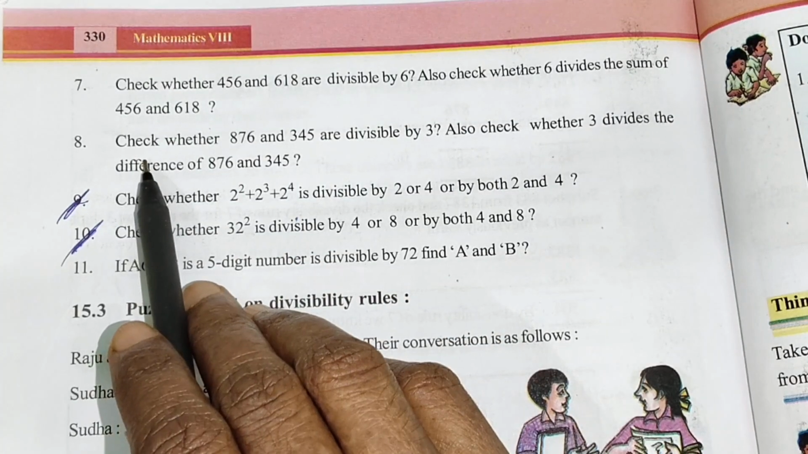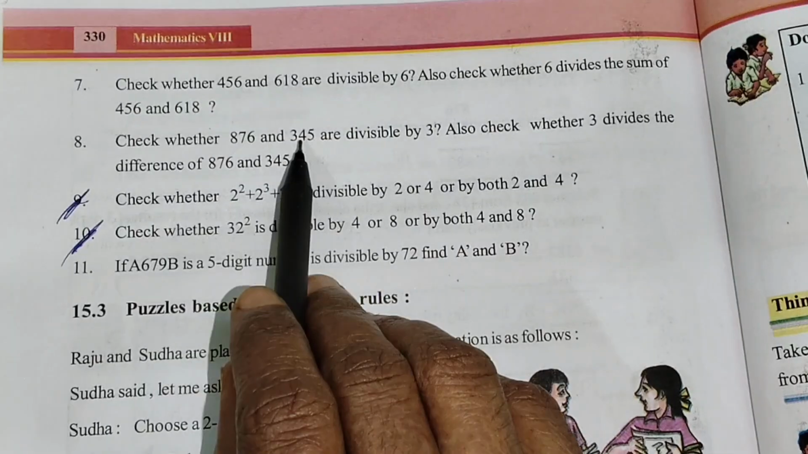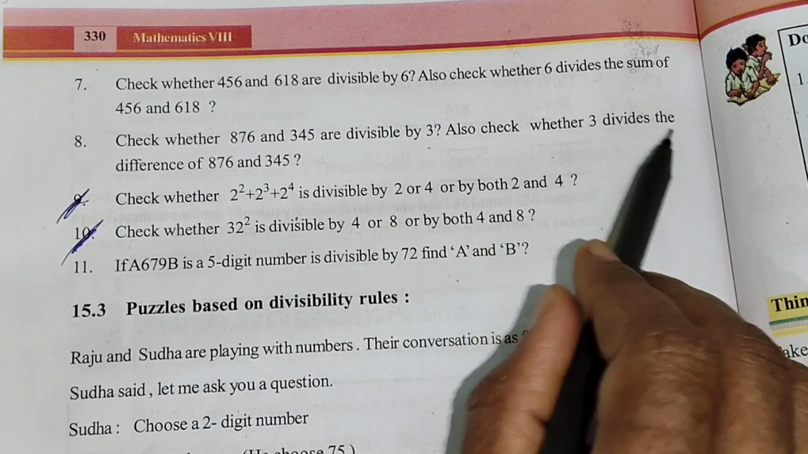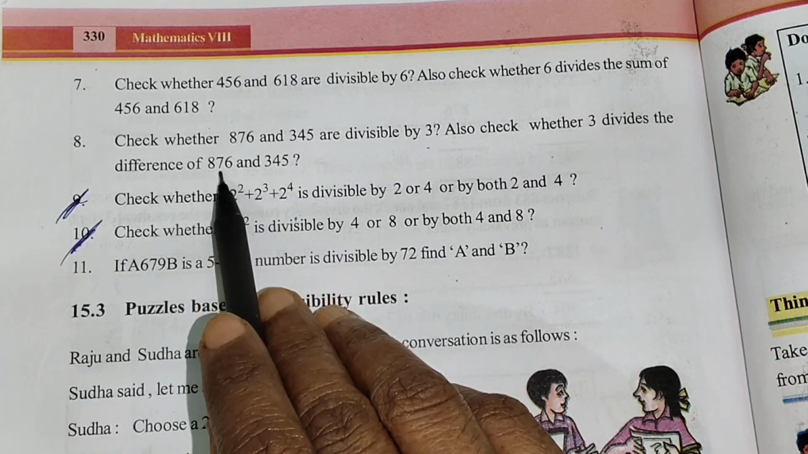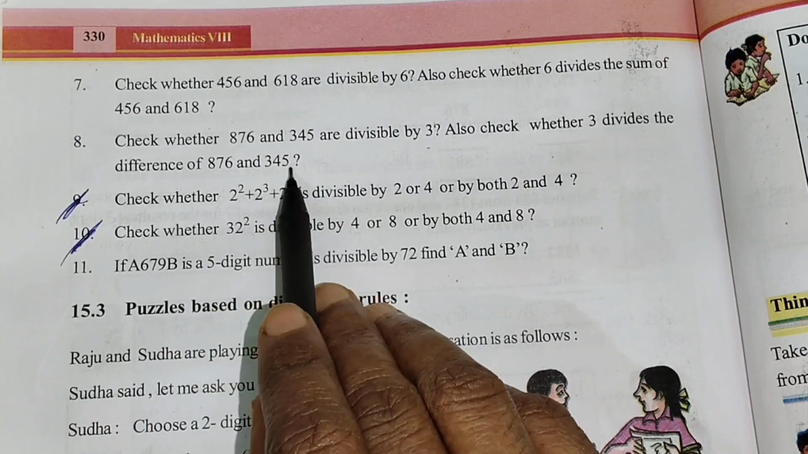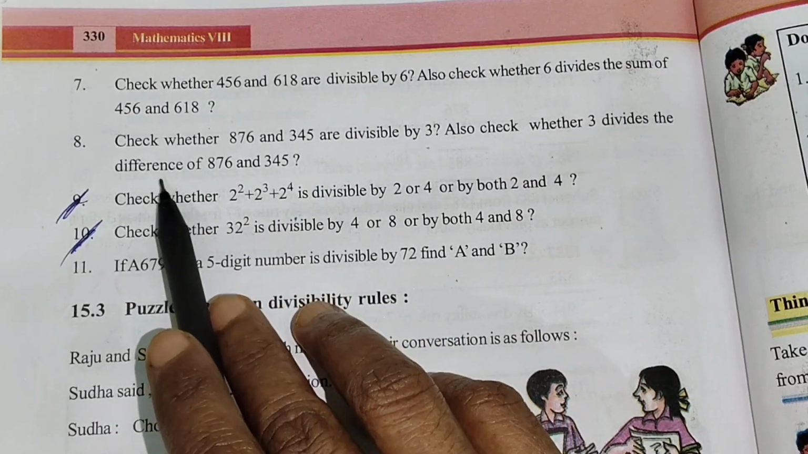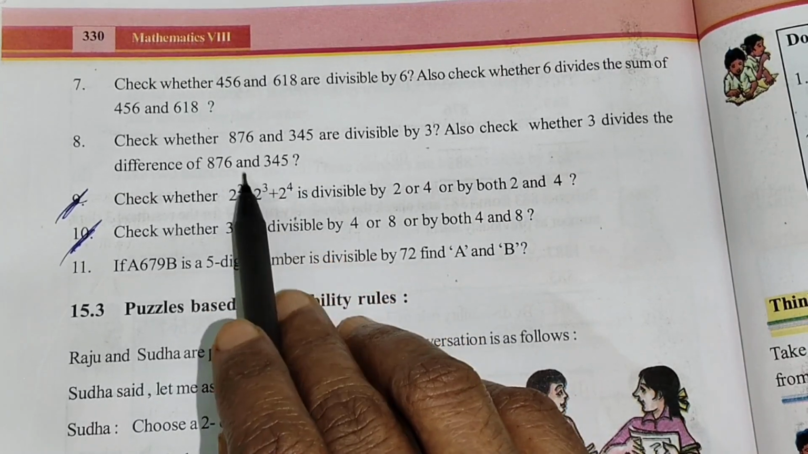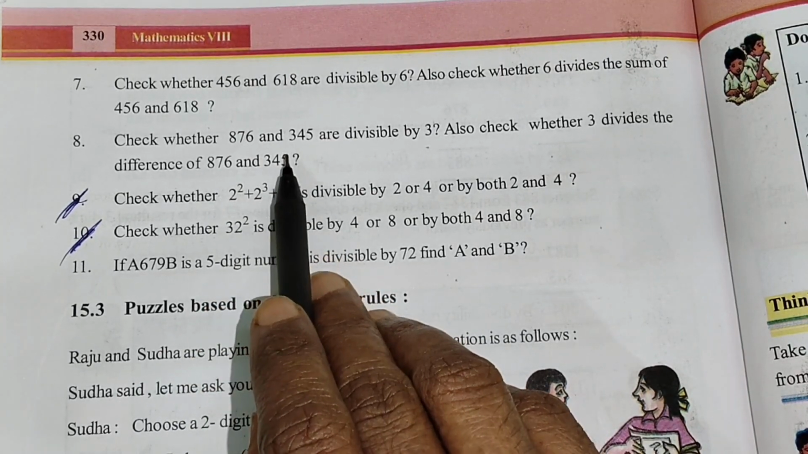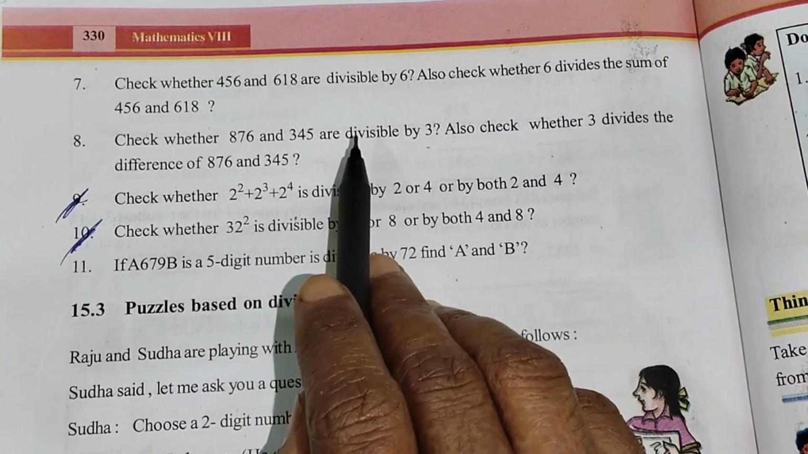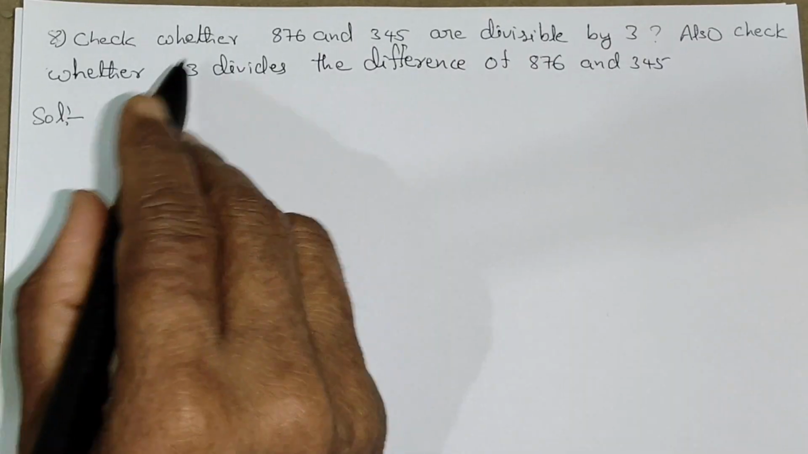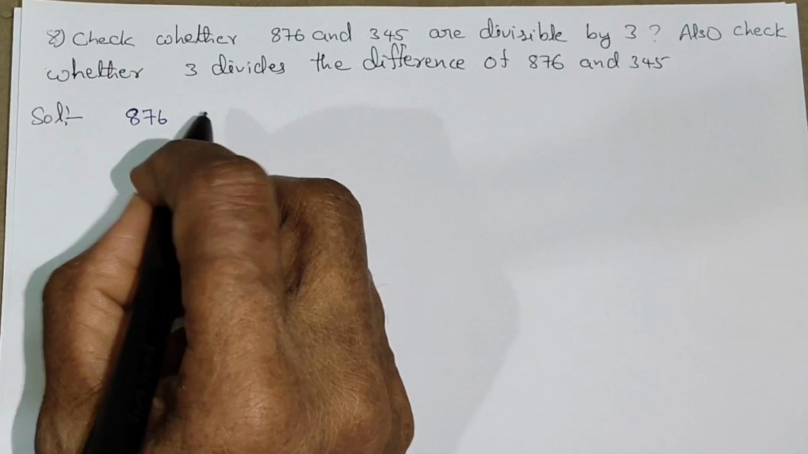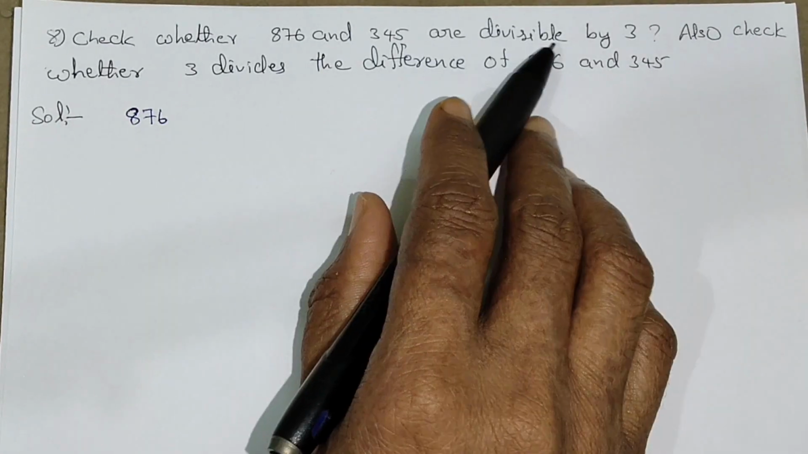Next, 8th question. Check whether 876 and 345 are divisible by 3. Also check whether 3 divides the difference of 876 and 345. Here it is asking for the difference. So first we check the divisibility rule by 3 for these two numbers. After we find the difference, we check the divisibility rule by 3. Now the first number, 876.